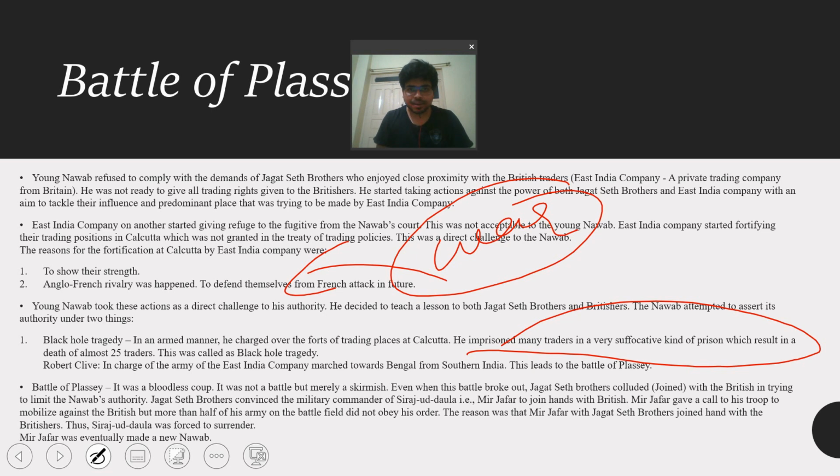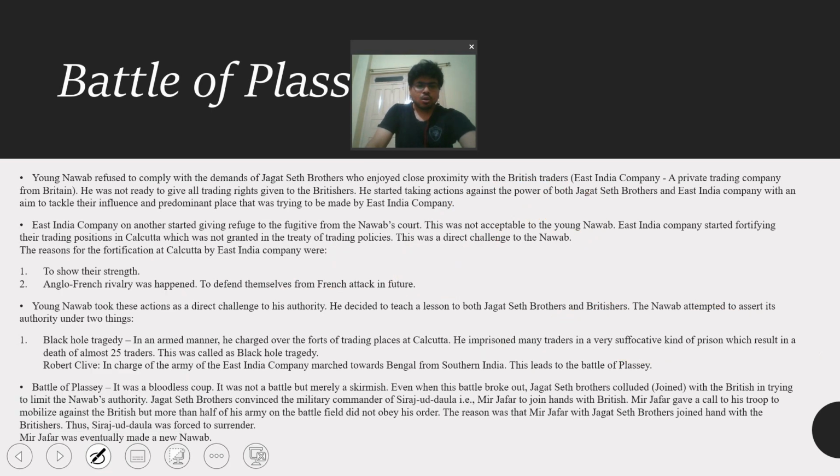Fight didn't happen. In that case, a few military teams were there who fought bravely, and because of them some harm happened to the British. And at last the young Sirajuddaulah fled Bengal at that time. And this was the Battle of Plassey. That's why it is known as a bloodless coup. It was not actually fought, and not much damage happened. So it was not a battle but merely a skirmish.